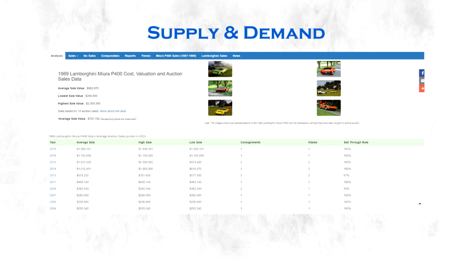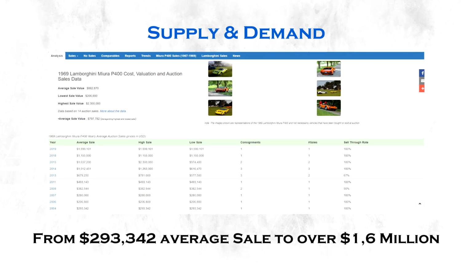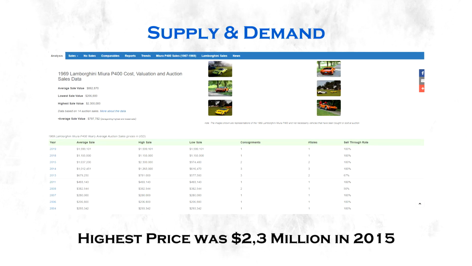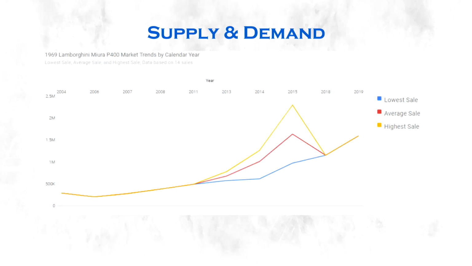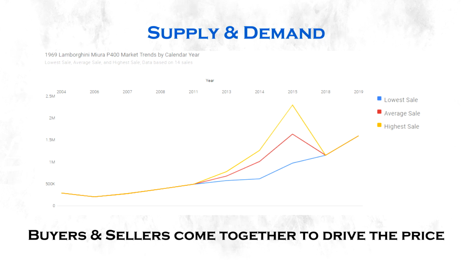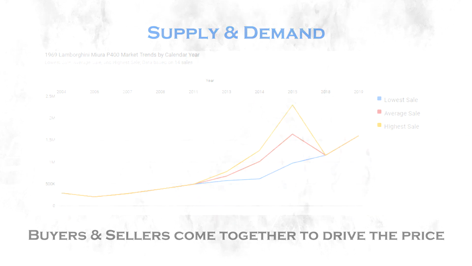As you can see, the price went up big time, from an average sale of $293,000 to over 1.6 million US dollars in 2019. The highest price that this car was sold was 2.3 million in 2015. Now check the price movement of this market from 2004 to 2019. Every market works like that. You have buyers and sellers who come together, and this drives price either up or down.